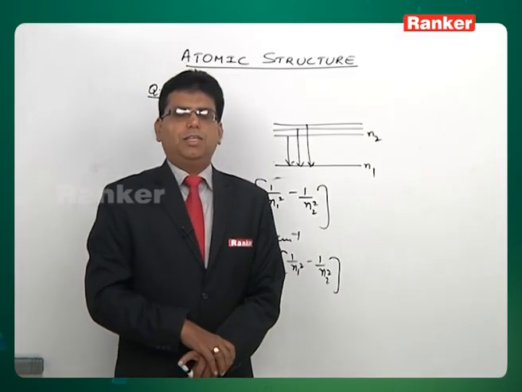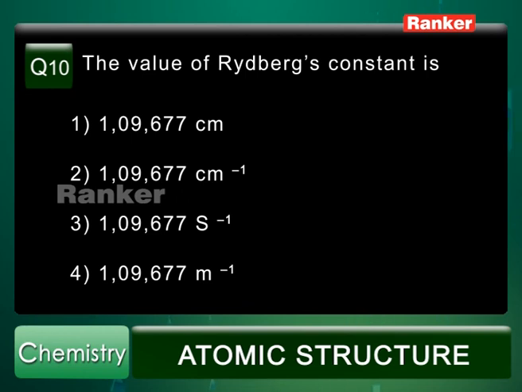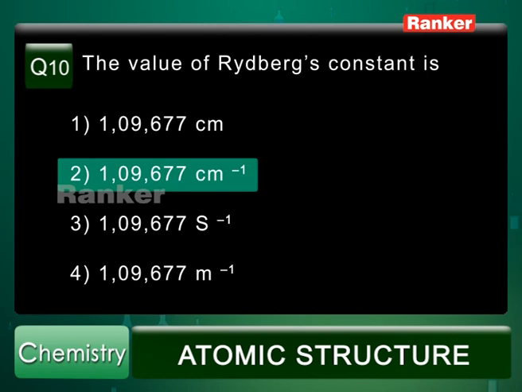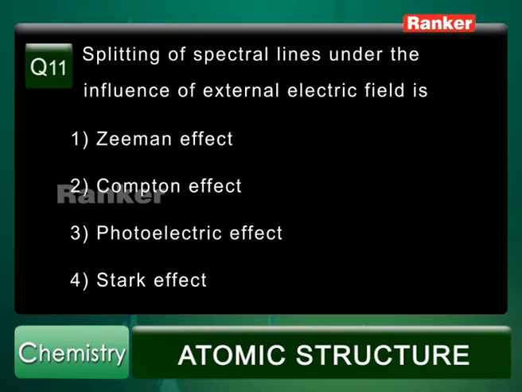Now let's move on to question number 10. The question number 10 is a conceptual question where it is asked about what is the value of Rydberg's constant. The Rydberg constant, as we have written it over here, this is the value of the Rydberg constant, where it is 109,677 centimeter inverse. So the correct answer is option 2. Now let's move on to question number 11.